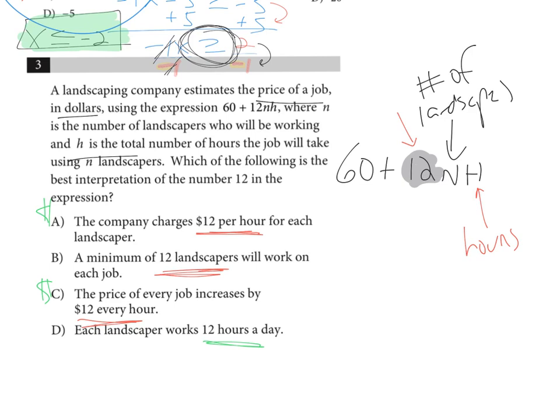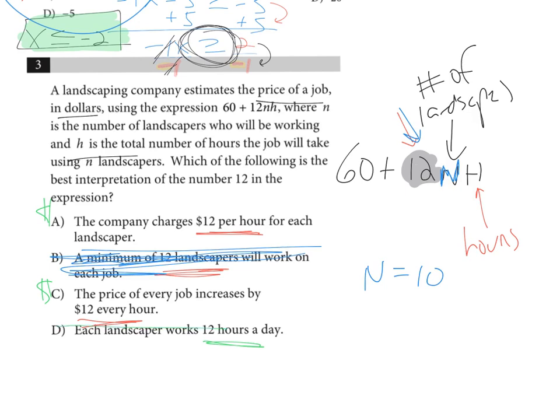So I'm going to choose values for these variables, and N represents the number of landscapers. I don't think my answer is going to be letter B, because letter B is saying the 12 represents landscapers, and I already know that N represents landscapers. So my gut is telling me letter B is probably not right. Let's say there are 10 landscapers, and H represents the number of hours.